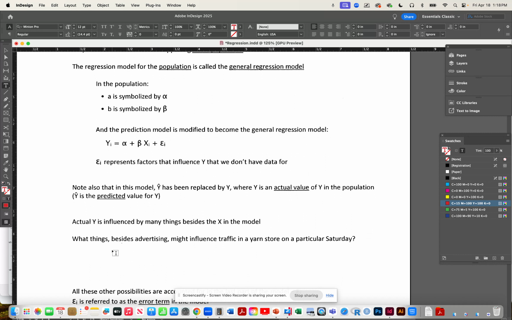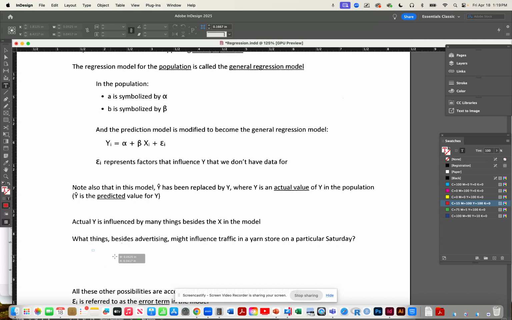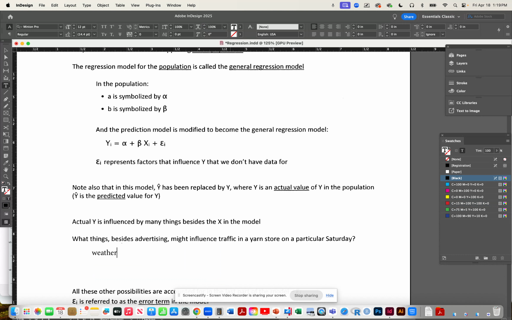So what things besides advertising might influence traffic in a yarn store on a particular Saturday? Well, here are a few. It could be that weather is just bad, like maybe it's raining and nobody wants to go out when it's raining, or maybe it's storming, right? So weather could definitely have a factor. And then maybe the time of year. If you're having this sale, like say, I'm recording this in April, well, maybe people might not be running to the stores because when you think of yarn, you might be thinking sweaters and mittens and things like that. And it's not really the season for that, right?